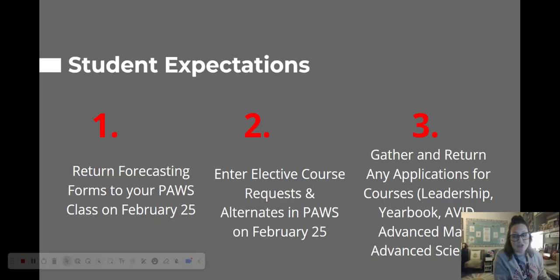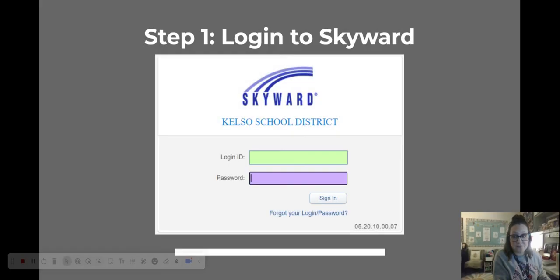So for today, you should be returning your forecasting forms to PAWS. You should be entering your elective course requests and alternates in Skyward during PAWS. And then you should have any applications or forms that you need for other courses, such as leadership, yearbook, AVID, advanced math, or advanced science, ready to turn in this week as well.